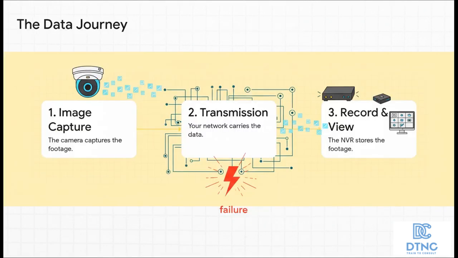You can break the whole system down for your client in 3 simple steps. Think of it like a journey the data takes. First, the camera captures the image. Then, at the end, the network video recorder, the NVR, stores it. But that vital link in the middle, that's your network, the infrastructure you build. If that link fails, the whole system fails.